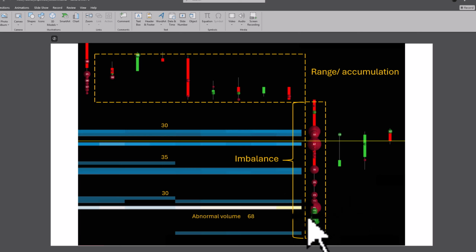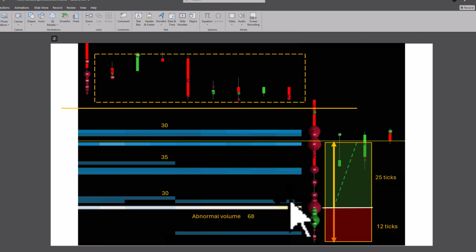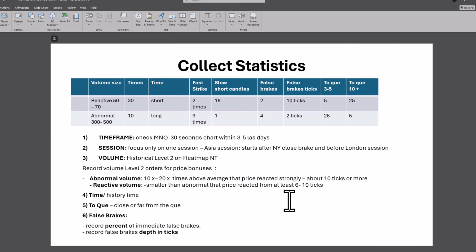Okay. So what you do, instead of putting your order above this large abnormal volume, you put 1 tick below, or 2 ticks below, or 3 ticks below. How many ticks below do you need to put it?